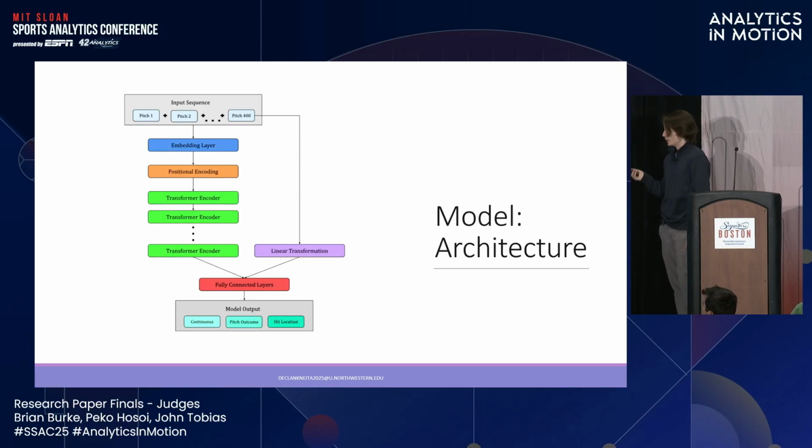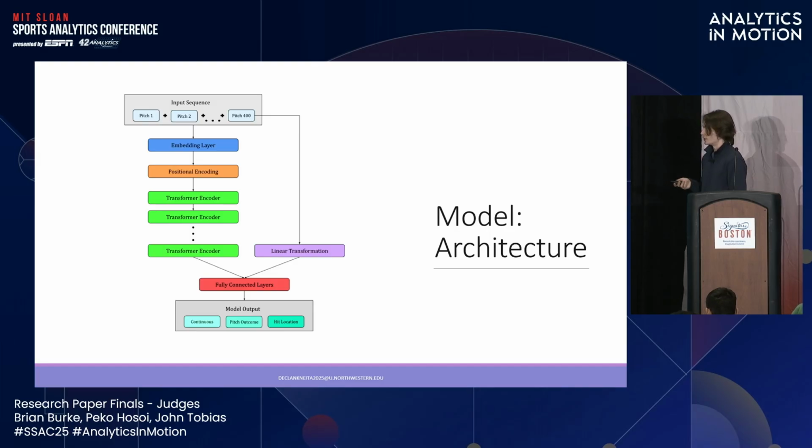And so just a quick look at the diagram for the model architecture. Like I said, we're starting with an input sequence of 400 pitches that's going to be processed by the model, and then the model's job is for that 400th pitch to predict the outcome-related features of it. And so that's going to include things like the exit velocity if the ball was hit.